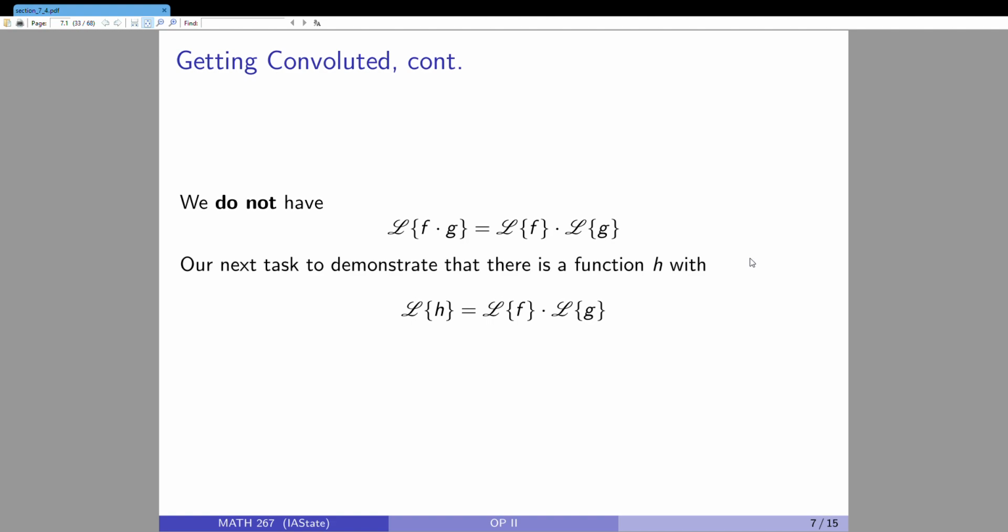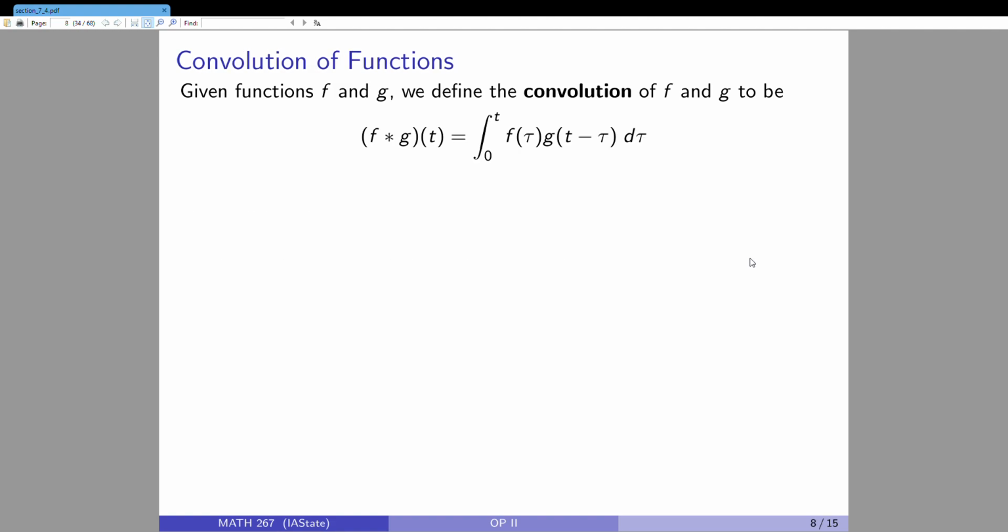It turns out that the Laplace transform has this really neat product formula. Specifically, the product of Laplace transforms does turn into a Laplace transform of something. The problem is the something that you need here is a little convoluted. All right, so here it is. The thing we're looking for is going to be the convolution.